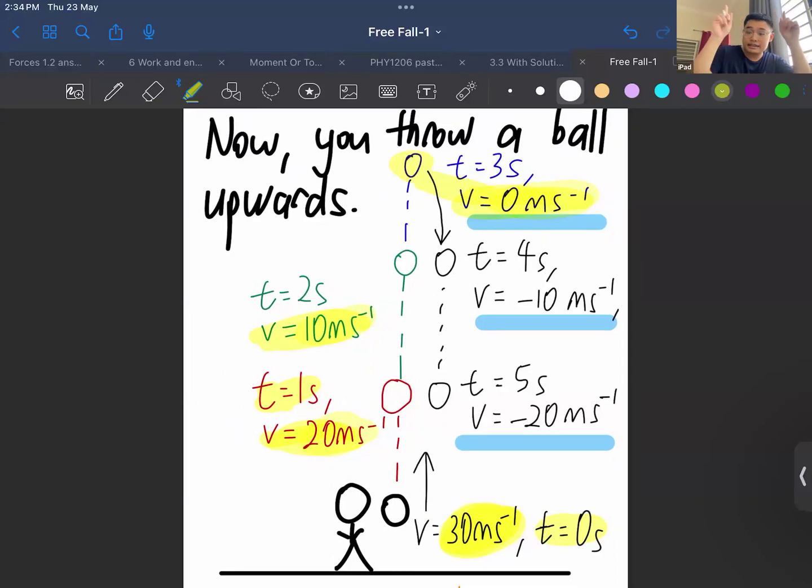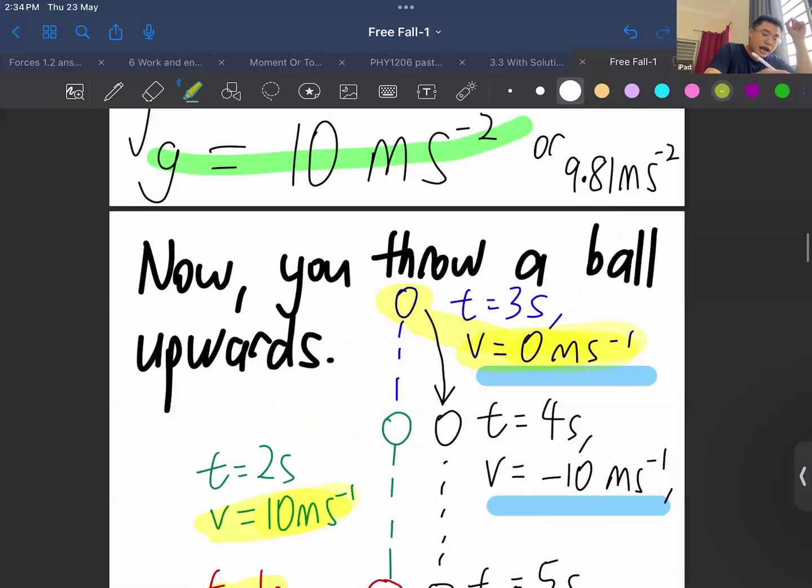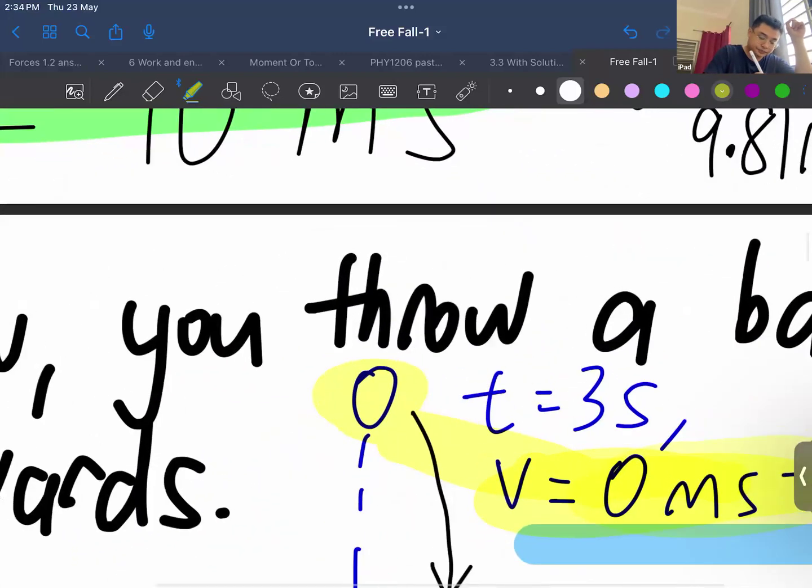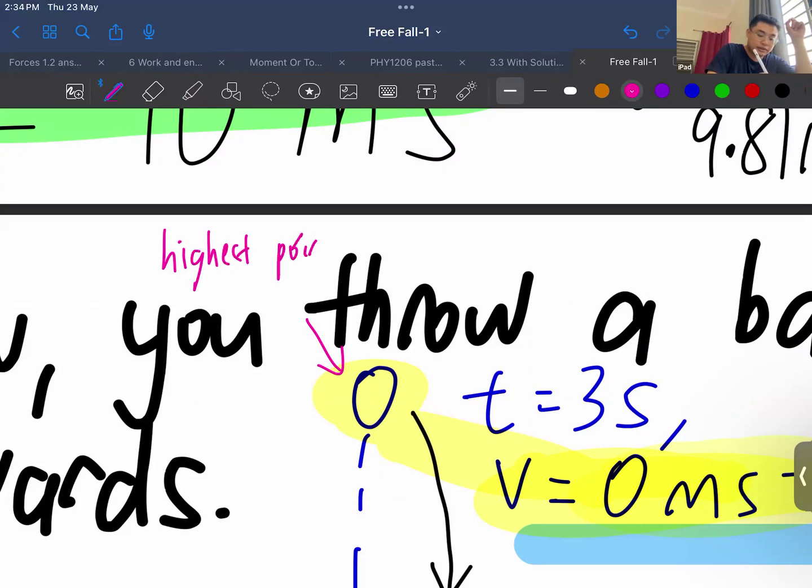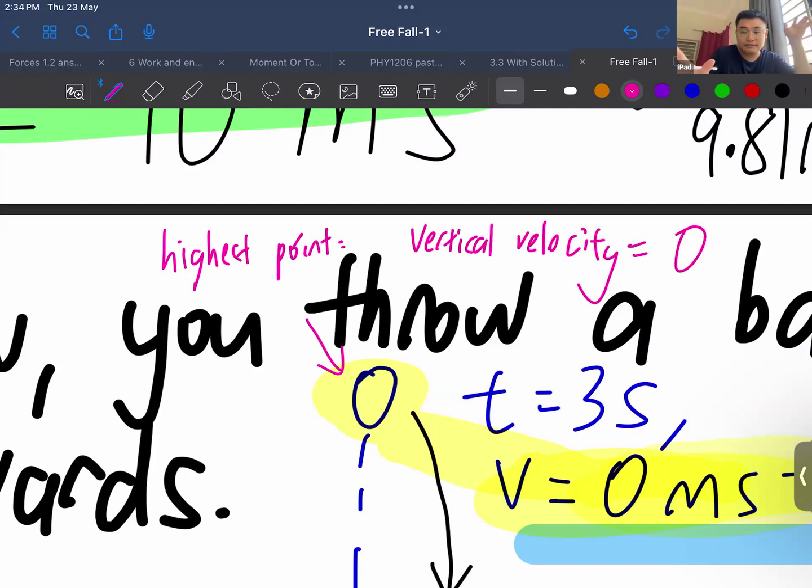So do you understand why this is like 30, 20, 10, and 0? 0 is at the highest point. I repeat. At the highest point, you should tell me that the vertical velocity will be 0 for sure. At the highest point, your vertical velocity must be 0 for sure. Are you good? Yes. If it's not 0, you can find me.